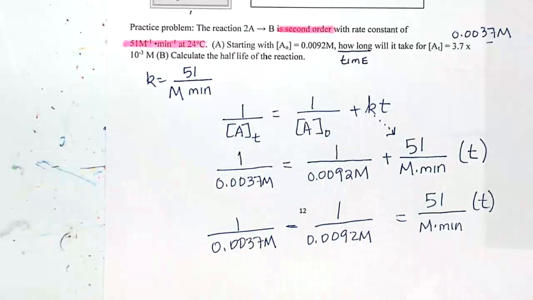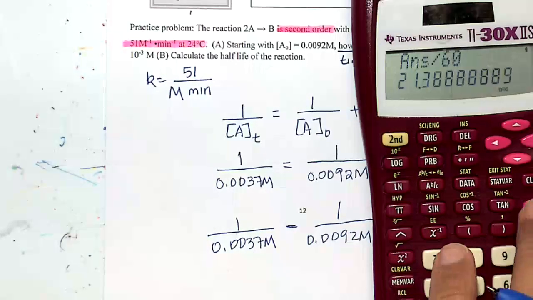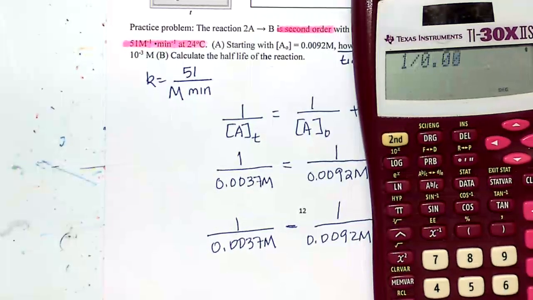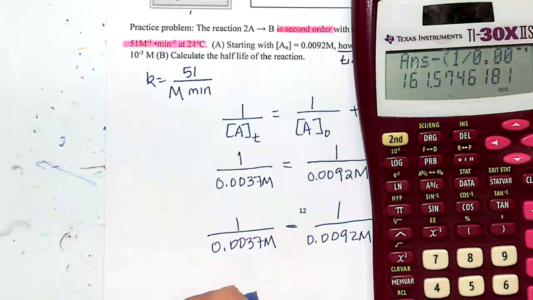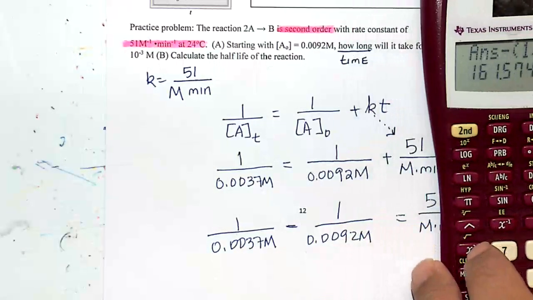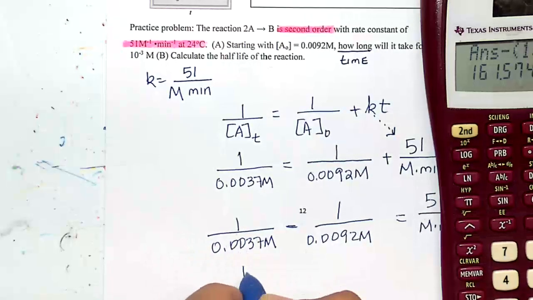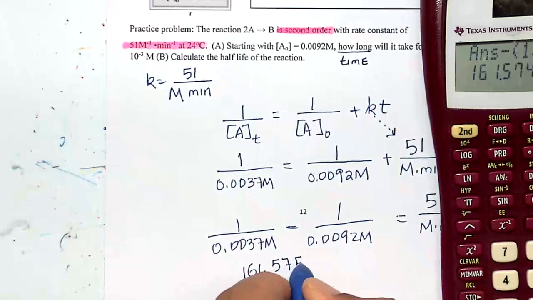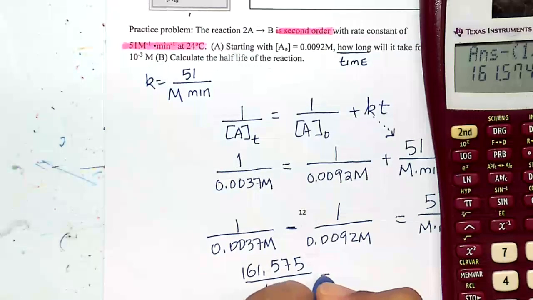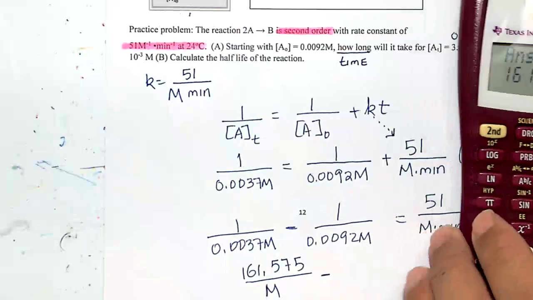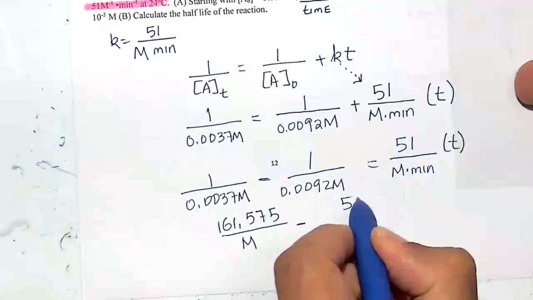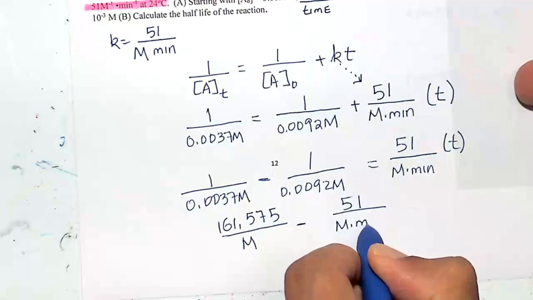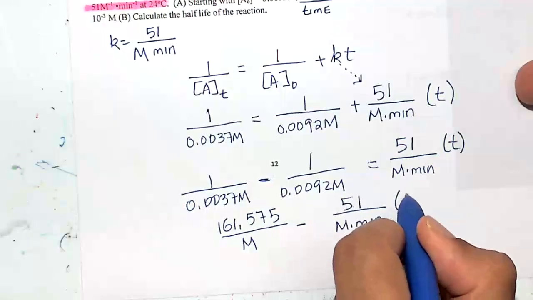What is this on our calculator? Can someone calculate this with me? I'm getting 161.575 divided by M minus 51 divided by M molar times minutes, times t.